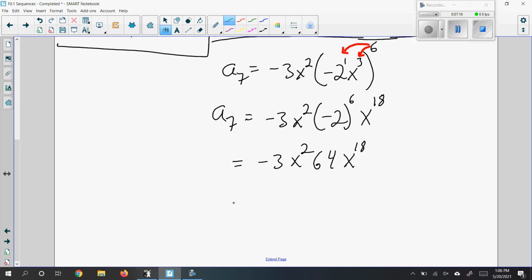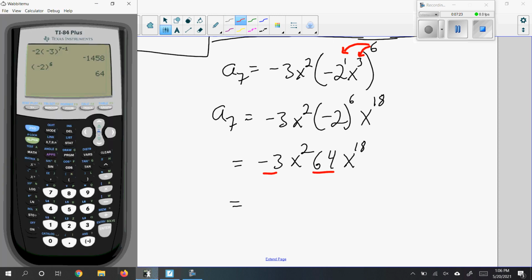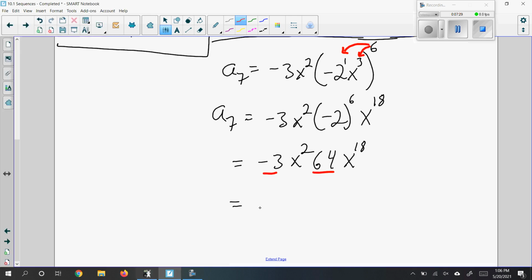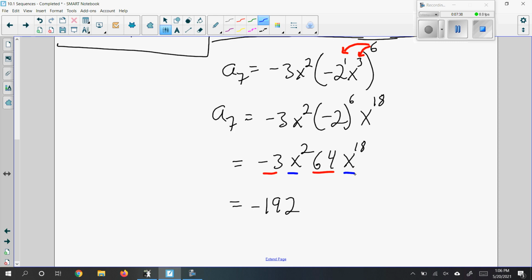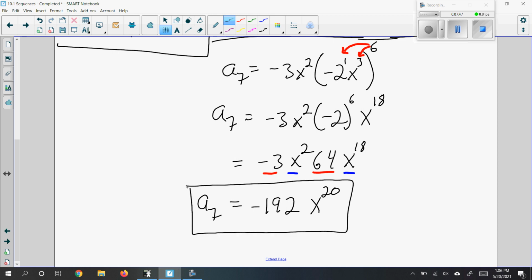Okay, so now we can simplify this further. We can multiply the coefficients together. So negative 3 times 64 is negative 192. And when you have like bases being multiplied, you add the exponents. So this is x to the power 20. And so this is the seventh term in the sequence.